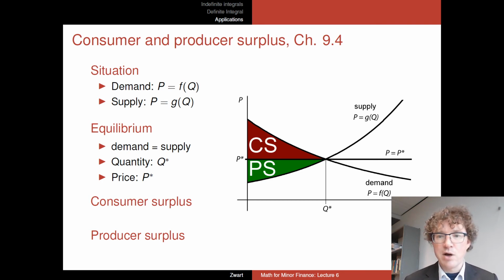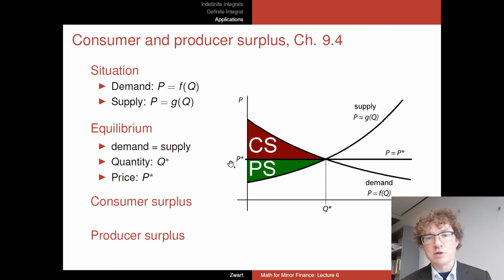What does it mean? Supply equals demand: F of Q will be the same as G of Q. This gives rise to some quantity Q star over here. When these two lines cross, it's the quantity Q star. And that occurs at a particular price, the equilibrium price, called here P star.